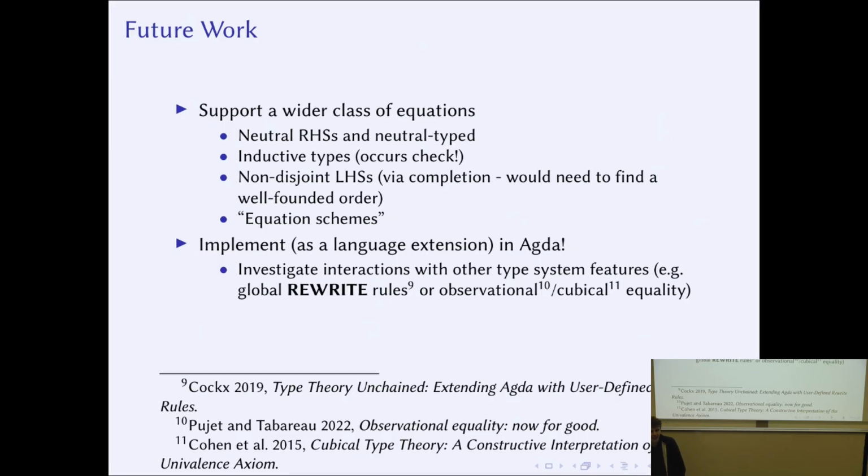And then future work, obviously it'd be really nice to look at equations where the right-hand side isn't necessarily a closed Boolean, right? So work on more interesting equations. We could maybe look at left-hand sides of equations that aren't necessarily disjoint. So I think you need to go back to completion here, and you need to find the well-founded order, but perhaps that would be a lot easier now in SC-def. Now we don't have this stability under substitution requirement.